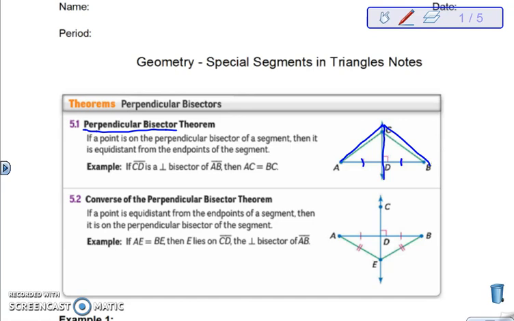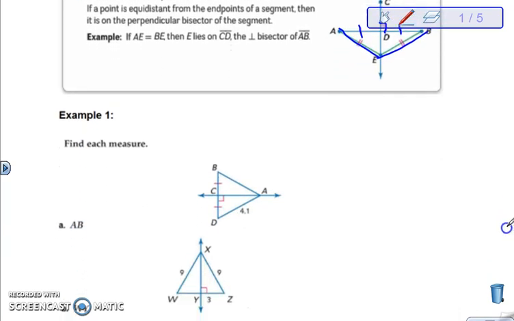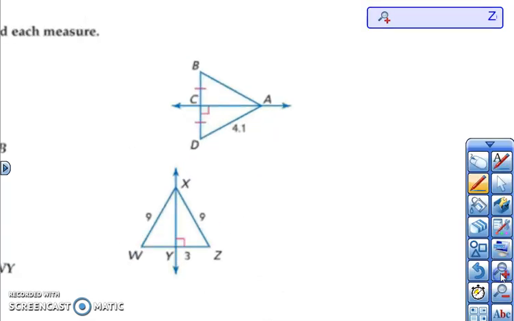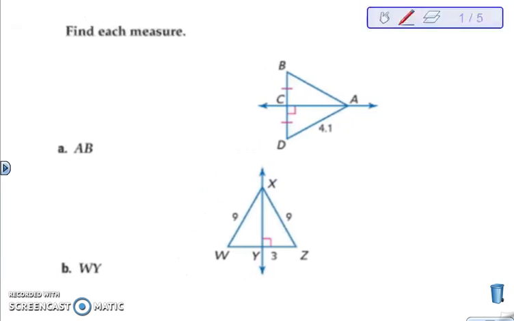The converse of that is that if I am given that these two sides match and that this is perpendicular, it has to bisect this line, so therefore we know the base of the triangle is split in half. So how do we use this? Well, they're going to give us a picture, and they're going to ask us to find some measures.